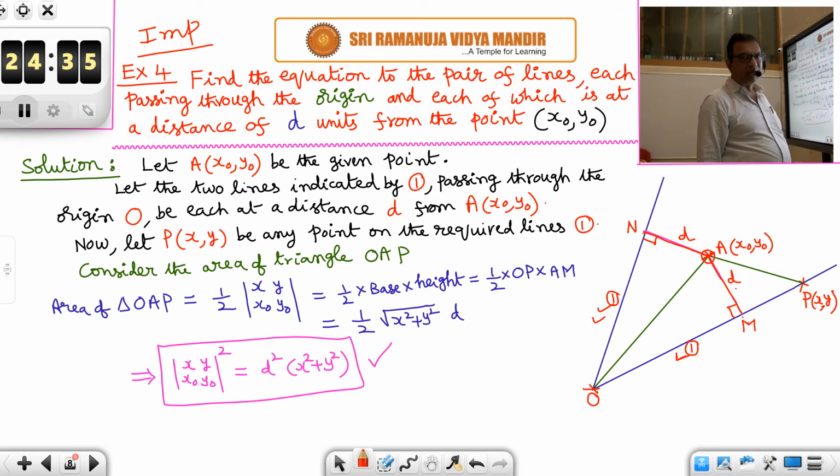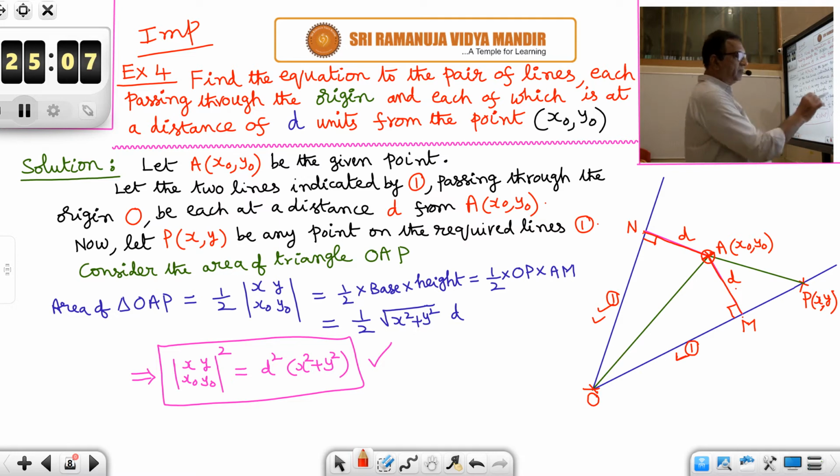Actually, these are two tangents to a circle. Can you imagine the circle? What is the center of the circle? What is the radius of the circle? The center of the circle is x0, y0, that is the point A, and the radius of the circle is d. So imagine a circle with center x0, y0 and radius d. For that circle, these are two tangents drawn from the origin, these blue lines, is it not? Those lines we want.